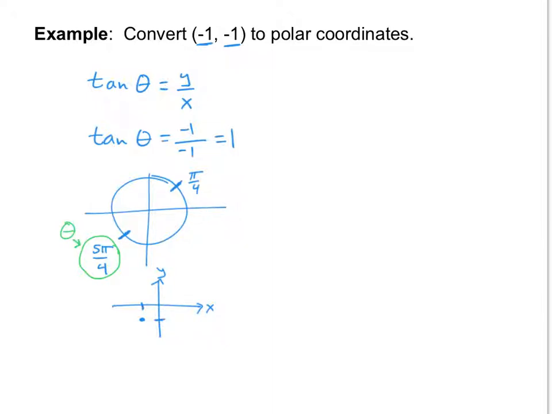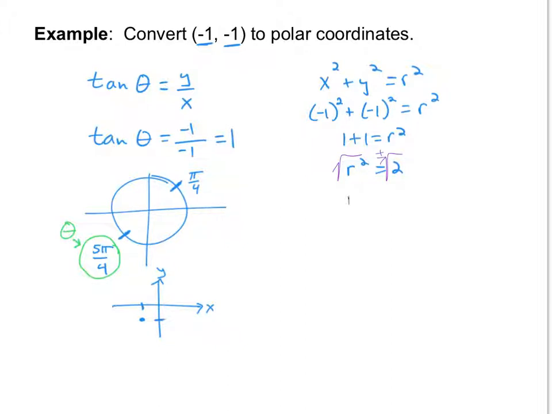Okay, so now I need to find r. So I'm going to use my other equation, x squared plus y squared equals r squared. And since I know both x and y are -1, I'm going to get 1 plus 1 equals r squared, which means r squared is 2. And if I take the square root of both sides, put in my plus or minus, I get r equals plus or minus the square root of 2. So which one of those do I use, the plus or the minus? Well, that's going to depend on the angle that you've got here.